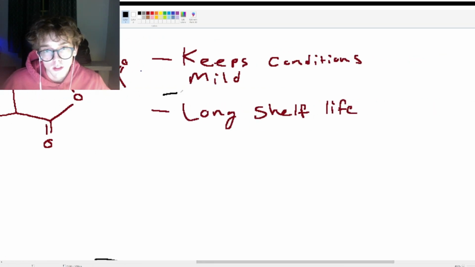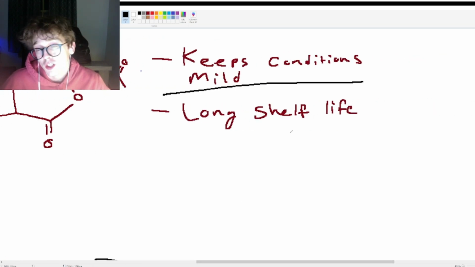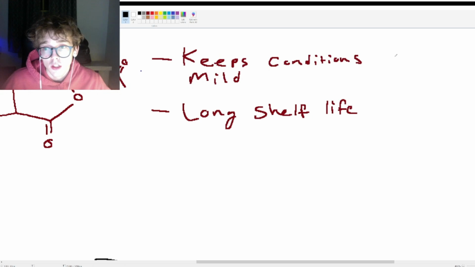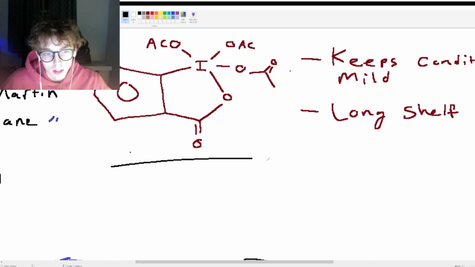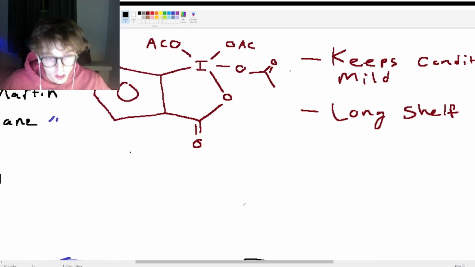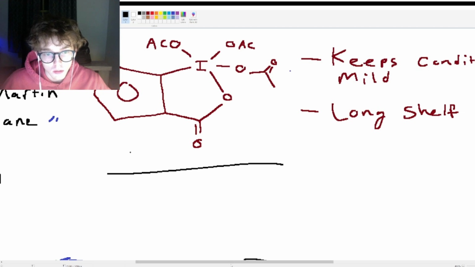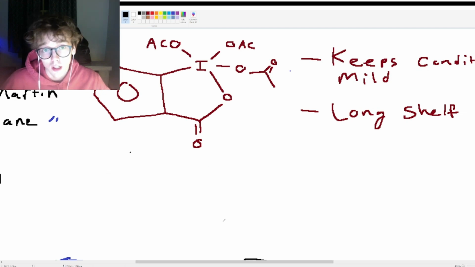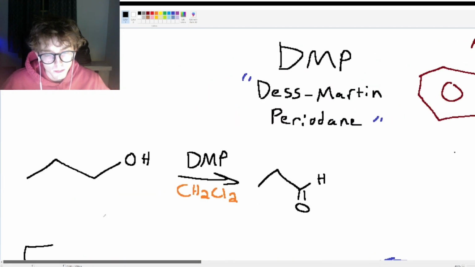And some benefits here is it's going to keep your reaction conditions mild. You don't have to tweak any high heats, high pressures, anything like that. And the shelf life of this stuff is better than the other reagents we've seen, so always a plus. Although I believe this stuff is quite expensive, so that's the one downside. It's also a nice green reagent, less toxic than our chromium reagents that we've seen.